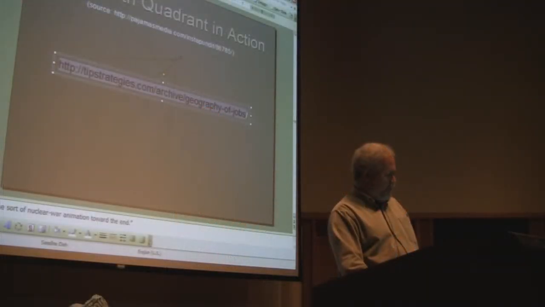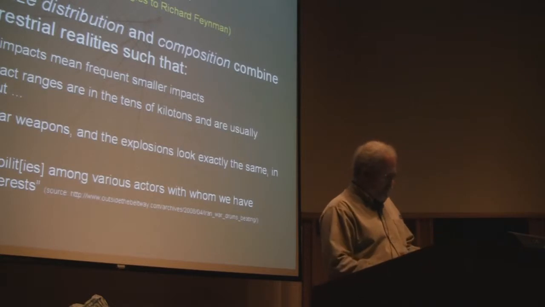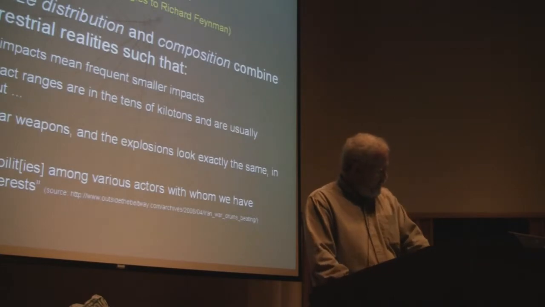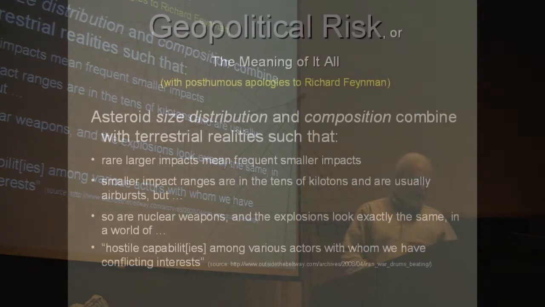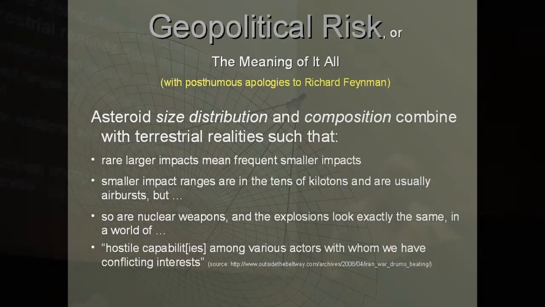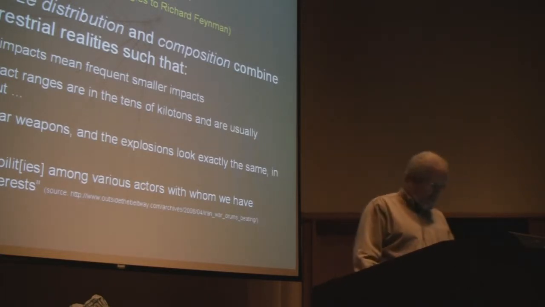Anyway, so four quadrants, black swans, scary stuff, generically. Let me try to get it back on track here. Okay, geopolitical risk, with apologies to Richard Feynman, who wrote a book with this title, The Meaning of It All. Asteroid size distribution and composition combined with terrestrial realities, such that there are rare larger impacts and frequent smaller impacts. The ones in the tens of kilotons are usually airbursts, but so are nuclear weapons, and the explosions look exactly the same, in a world of, I love the euphemism here, hostile capabilities among various actors with whom we have conflicting interests.